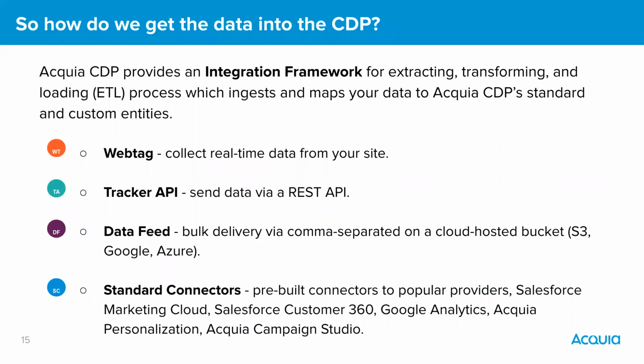So essentially there are our web tags, which sit on your website, collect real-time data from your site, and feed it straight into the CDP. There are tracker APIs, which send data via a REST API. Data feeds can be delivered in bulk via CSV files or in other formats, and cloud-hosted buckets like S3, Google, and Azure. And there are a range of standardized connectors which are pre-built. These are the popular services, like Salesforce Marketing Cloud, Customer 360, Google Analytics, and of course our own Acquia Personalization and Acquia Campaign Studio platforms.